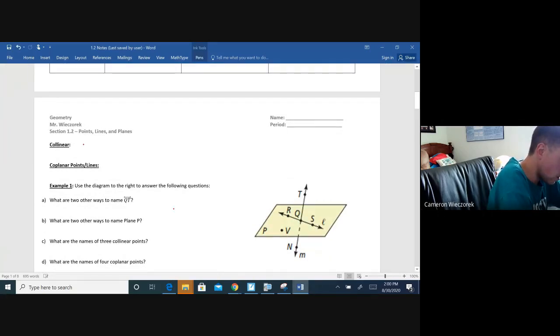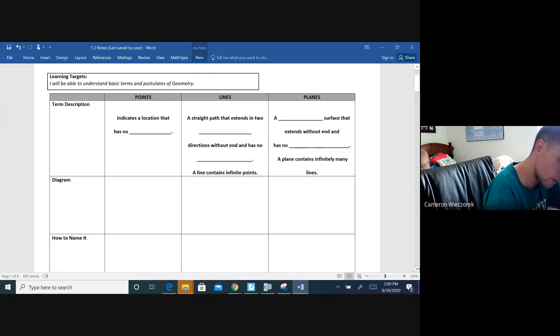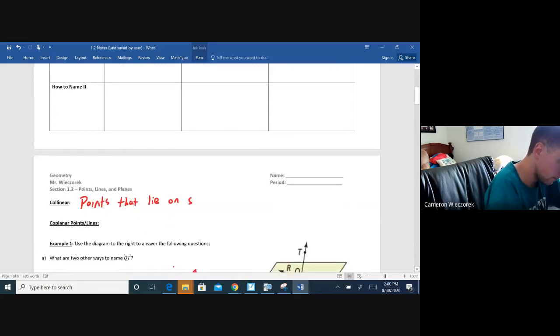Okay, so collinear was points that lie on the same line. Lots of technical difficulties with this writing. Okay, so for example, there's our line, point A, point B, point C are collinear. They all lie on the same line.